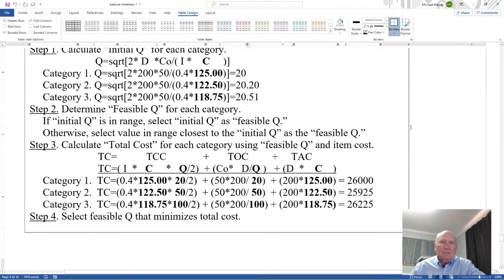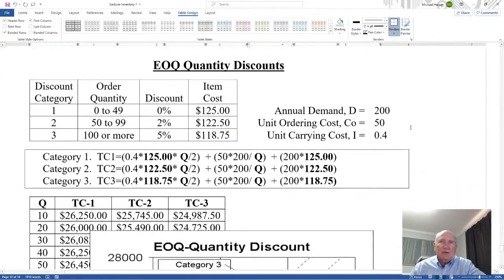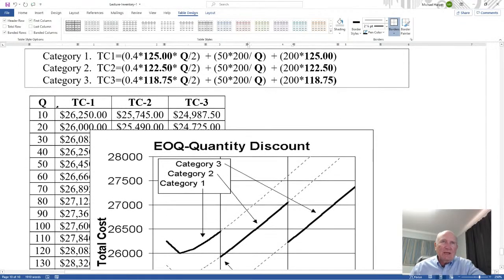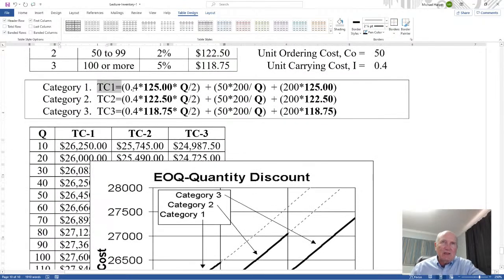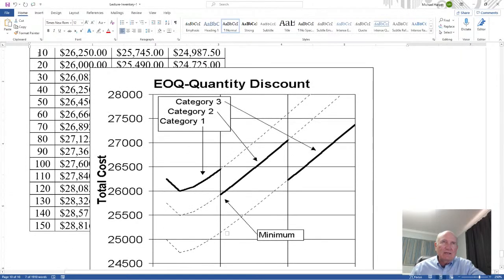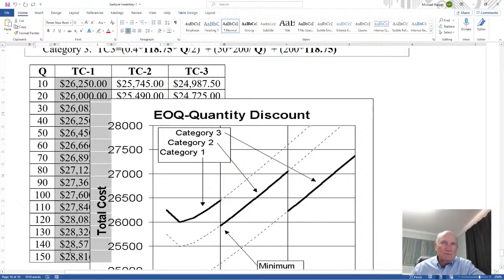Now, that's the mechanics. Now, when we come down here to this graph down here, I'm just illustrating why this works. Again, to illustrate this with a graph. So here's how I do this. I'm taking in Excel, I'm taking my total cost here for the first category, that equation. But notice I'm letting Q vary between 10 and 150. And I calculate my total cost for each one of those. And I plot it. And that's category 1. There's the plot of the total cost.